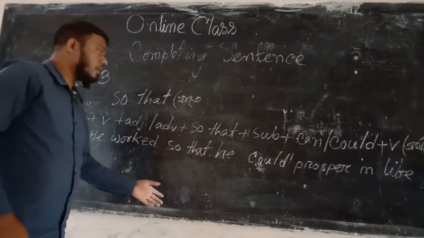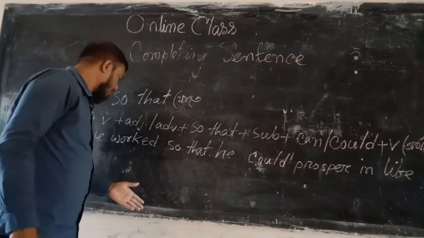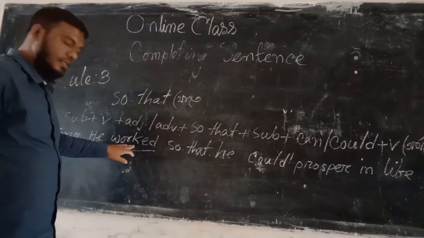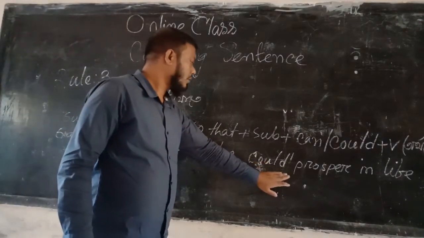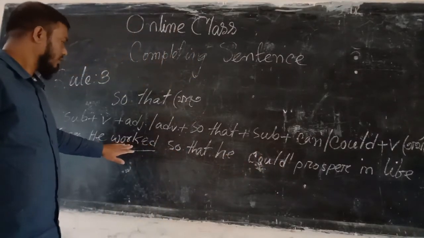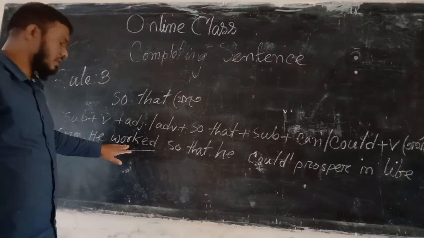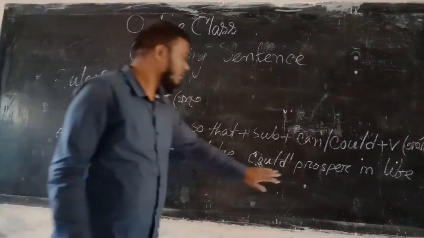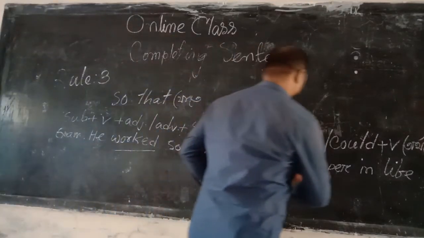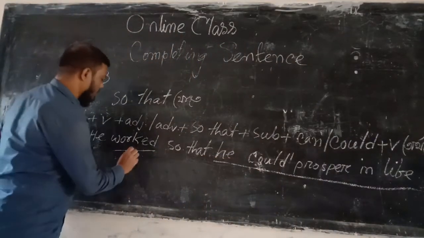Now the question is, where will we use can and where will we use could? Like the last rules, if the verb of the first sentence is present form, then we have to use can, and if the verb of the first sentence is past form, then we have to use could. So we have used it like this: He worked hard so that he could prosper in life. We have used could here because it's the past form verb.